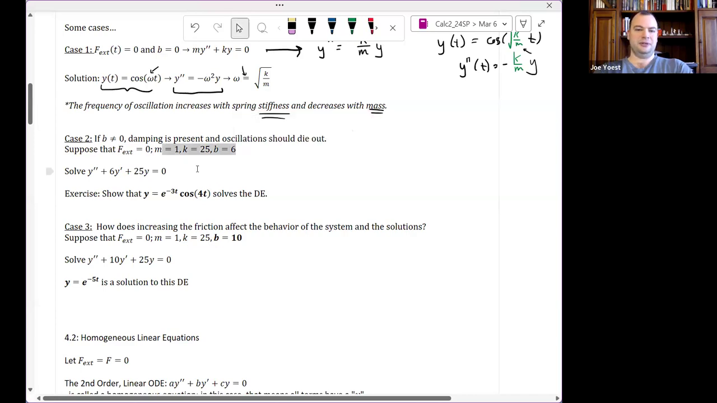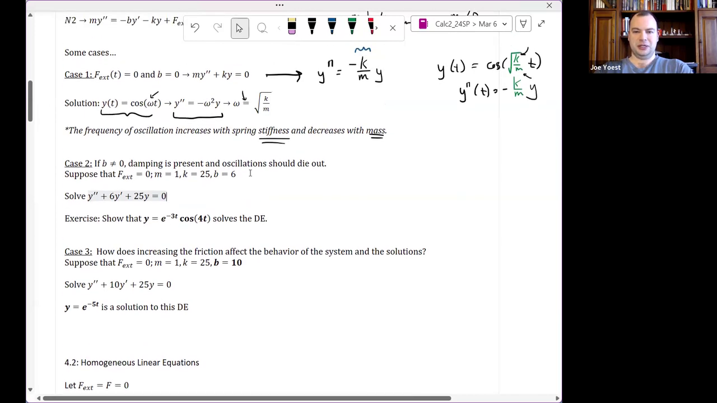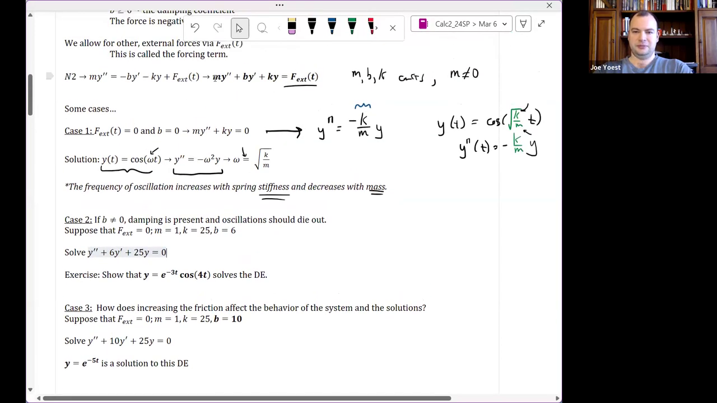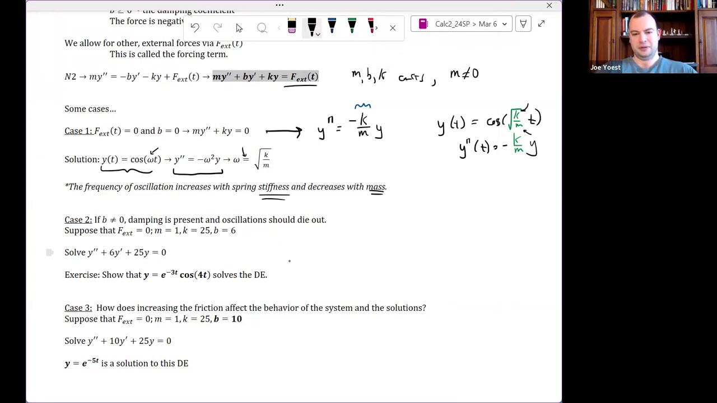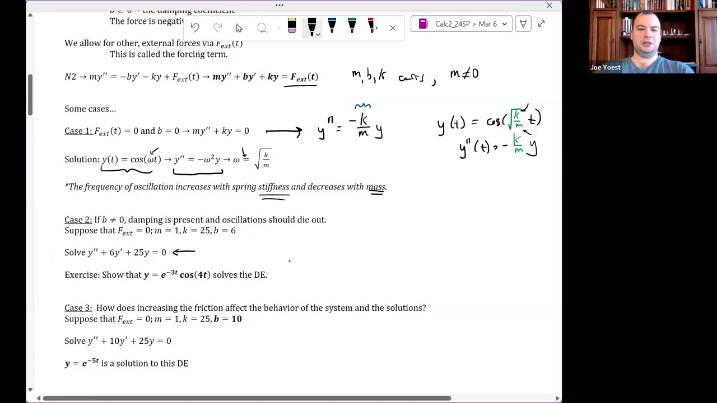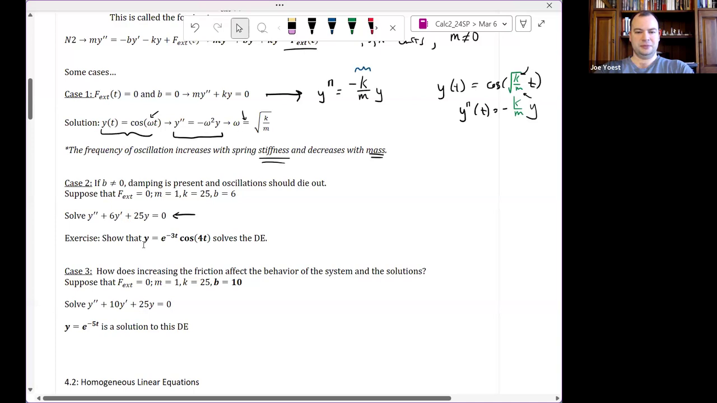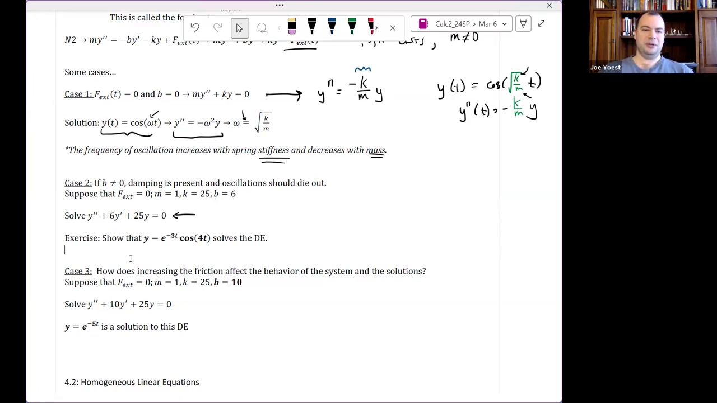And let's take these values for m, b, and k. M equals 1, k equals 25, b equals 6. Again, this is our equation up here. So we need to solve this second order equation. And this is probably one where you wouldn't be able to reasonably guess the solution. If we tried to do something like y double prime equals negative 6y prime minus 25y, it's not going to work out so nicely, right?